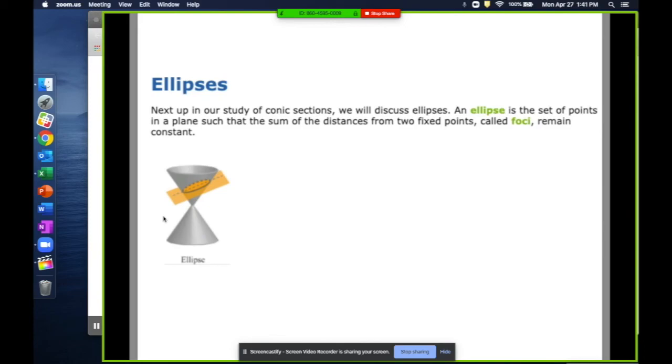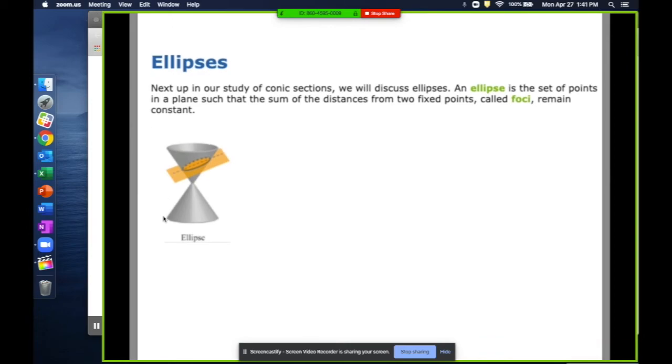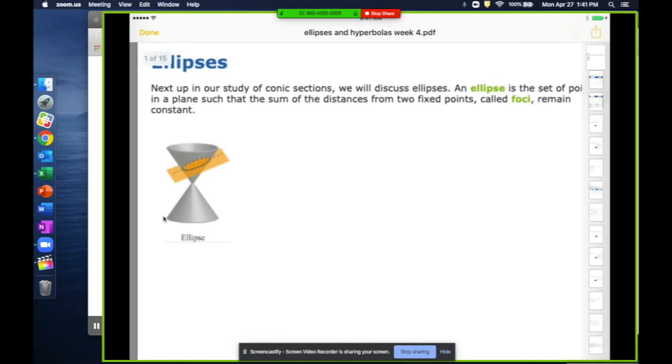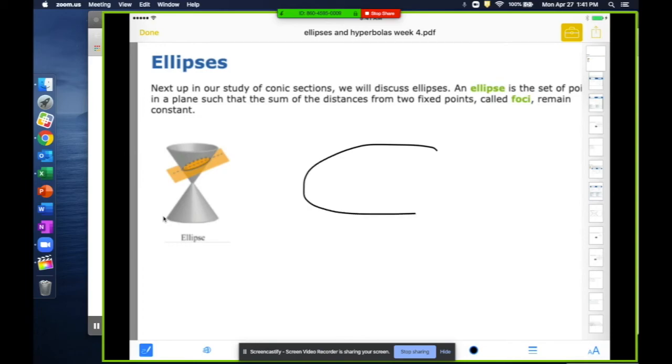Welcome to week 4. We're going to be talking about ellipses and hyperbolas, starting off with ellipses. So an ellipse is a set of points in a plane for which the sum of the distances from two fixed points, called foci, is constant. Some people say foci, but I kind of like foci better. It's kind of up to you.